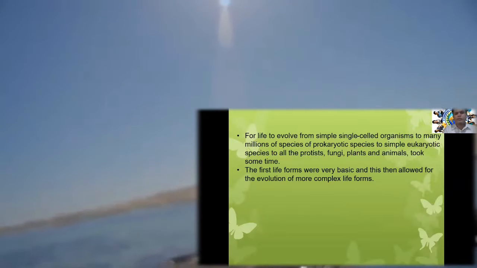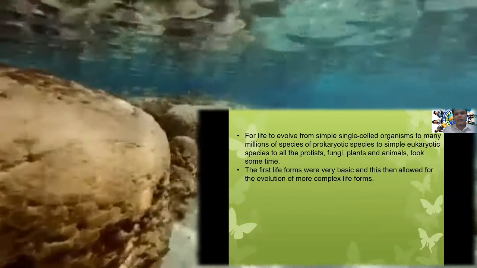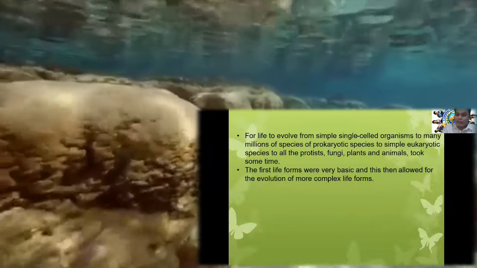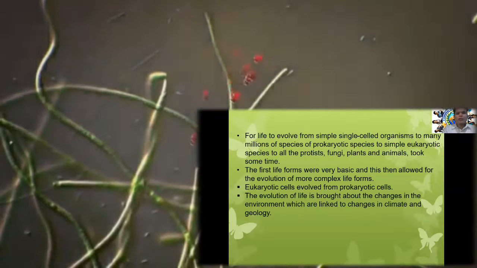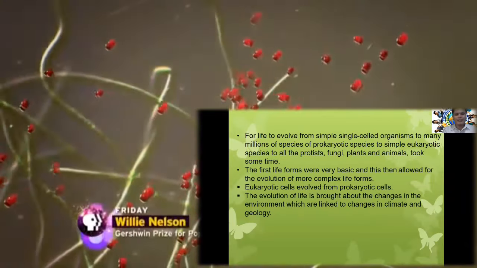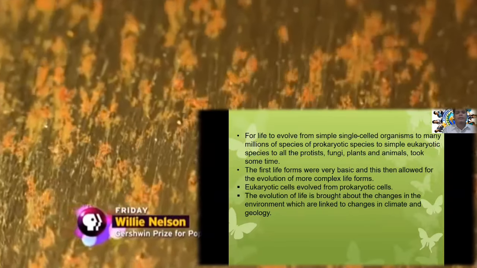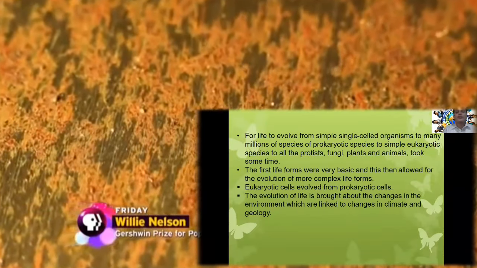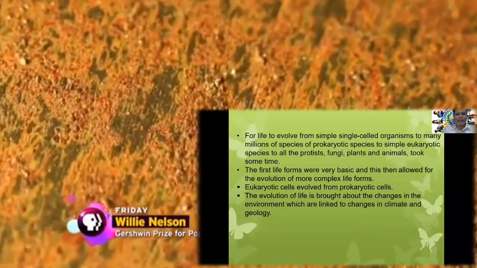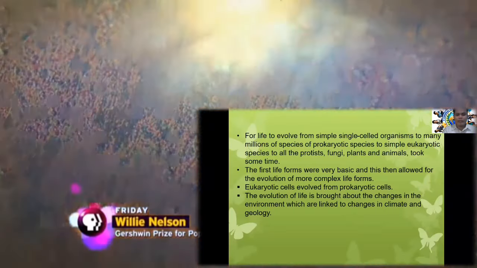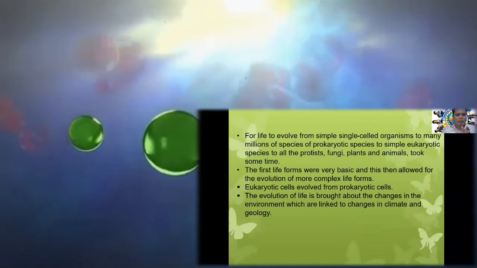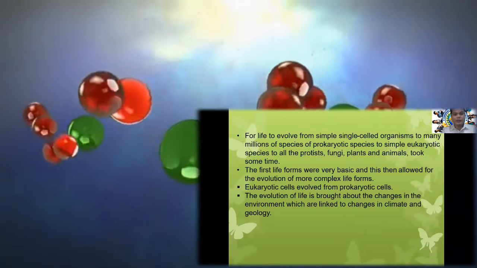The first life forms were very basic, and this then allowed for the evolution of more complex life forms. Eukaryotic cells evolved from prokaryotic cells. The evolution of life is brought about by the changes in the environment which are linked to changes in climate and geology. So, nakadepende dun sa pagbabago ng environment.